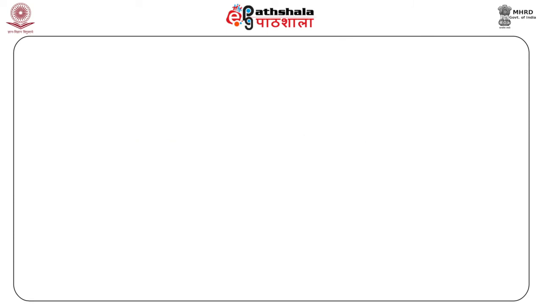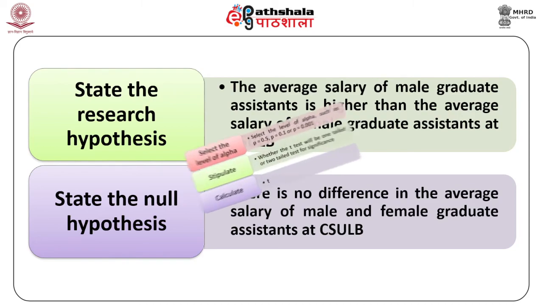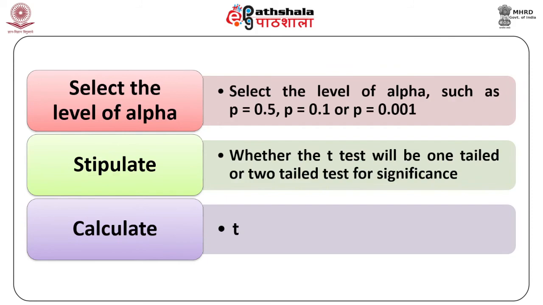Computing a value of t. The first step is to state the research hypothesis, like the average salary of male graduate assistants is higher than the average salary of female graduate assistants at CSULB. Second, stating the null hypothesis, that is, there is no difference in the average salary of male and female graduate assistants at CSULB. Third, select the level of alpha, such as p equals 0.05 or p equals 0.01 or p equals 0.001.